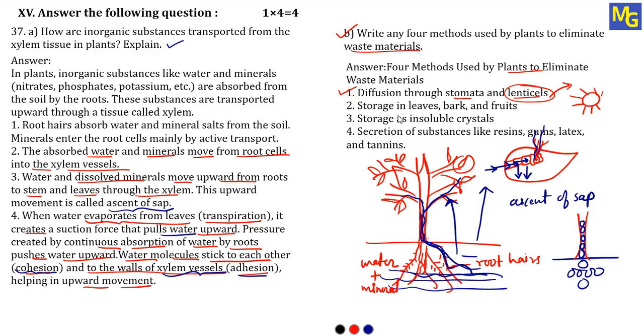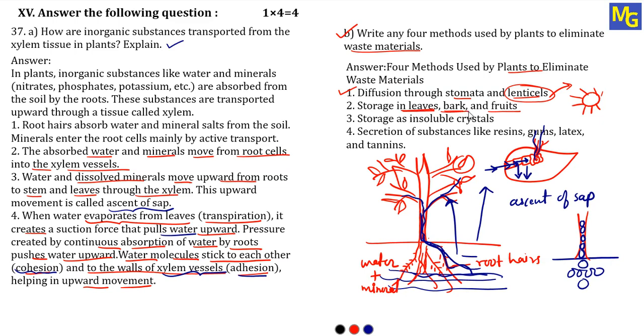Then the second is storage in leaves, bark and fruits. So sometimes the unwanted substances will be stored in the leaf, and these leaves will become dry after some time. The color will change. Instead of green, they will look a little bit yellowish, and afterwards the growth of these leaves will be inhibited and the leaf will become dry and it will fall off.